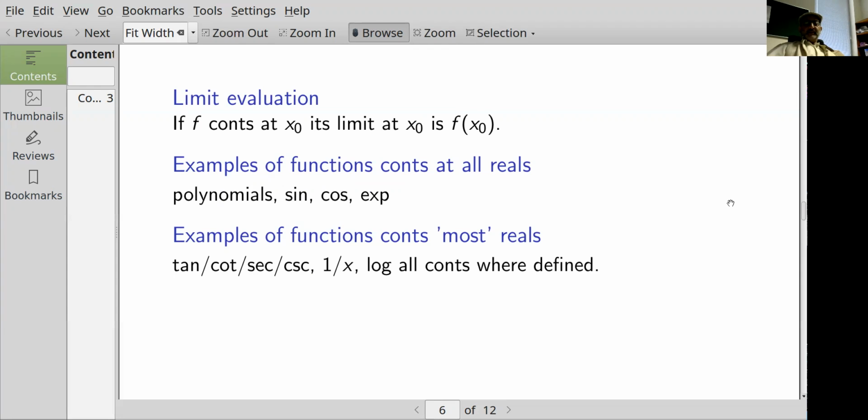Some functions are continuous at lots of real numbers and not continuous at others. So for example, the tan, the cotan, the secant, the cosecant functions, those are continuous where they are defined. 1 over x is continuous where it's defined. It's not continuous at 0 where it's not defined. The logarithm function is defined for positive reals. So on the positive reals, it's continuous, and otherwise, it's not defined, and so it would be discontinuous there.